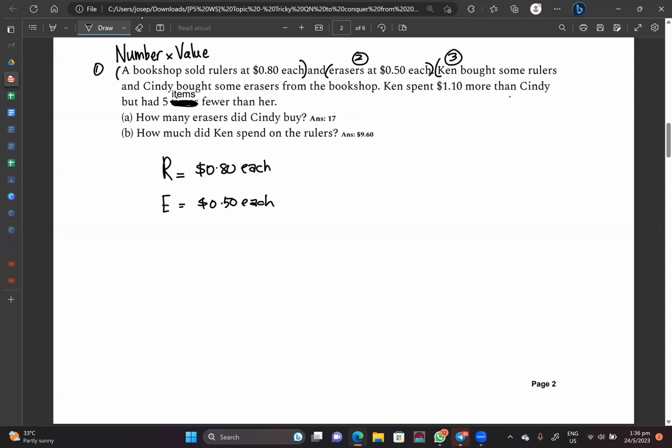Once I'm done with this, I can move on to sentence number 3. It says that Ken bought some rulers. So we know that this is for Ken. And Cindy bought some erasers. So this is for Cindy. Your job is to write down whatever you know. That's all. Now sentence number 4.